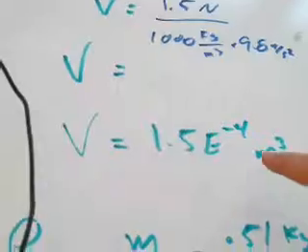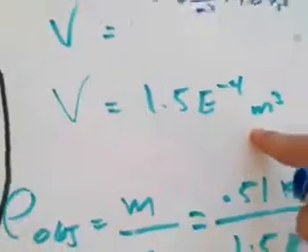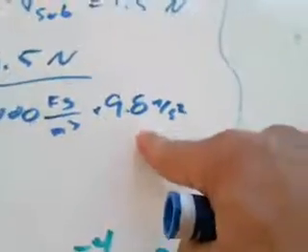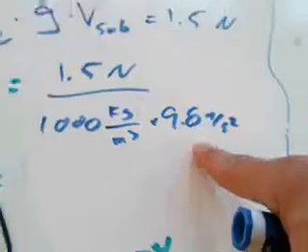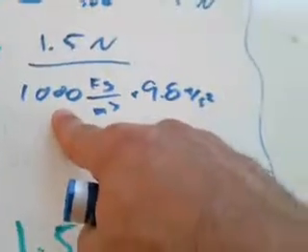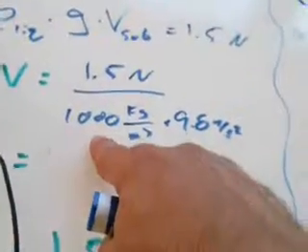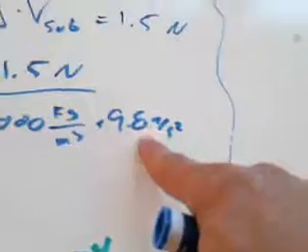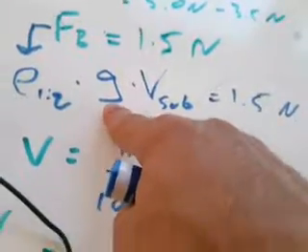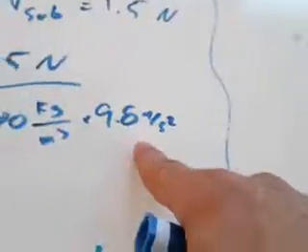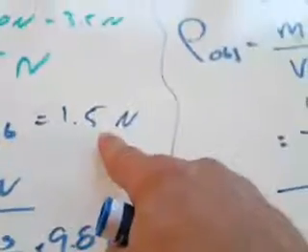What is the volume? The volume is 1.5 times 10 to the negative 4th, but what is that number made of? That number is made up of 1.5 newtons divided by 1,000 times 9.8. But what is 1,000? It is the density of the liquid. 9.8 is the acceleration due to gravity. So this is rho of the liquid, and this 9.8 is g. Instead of using numbers, I'm going to keep the letters: rho g. The numerator for V is the 1.5 newtons.